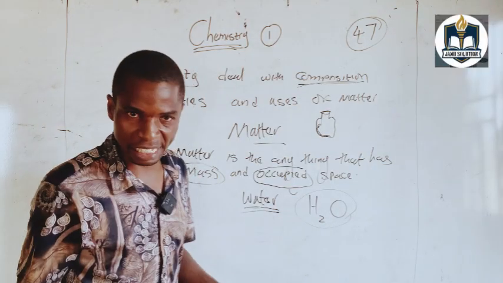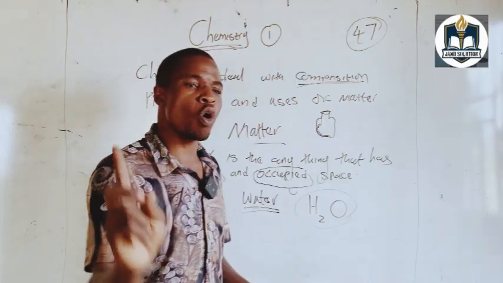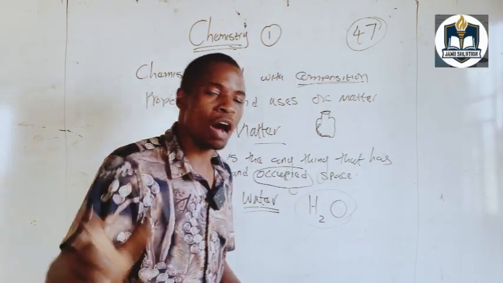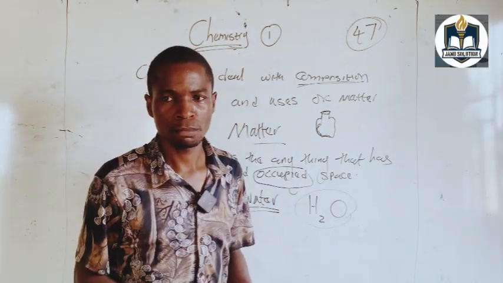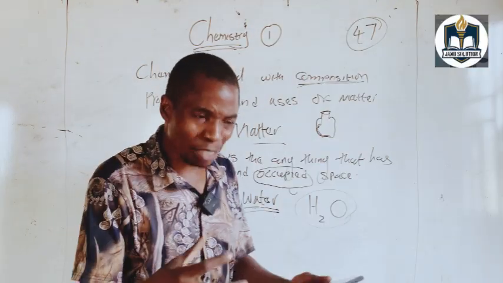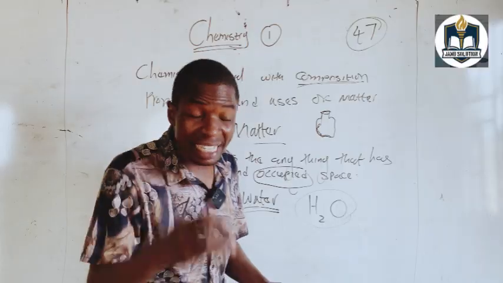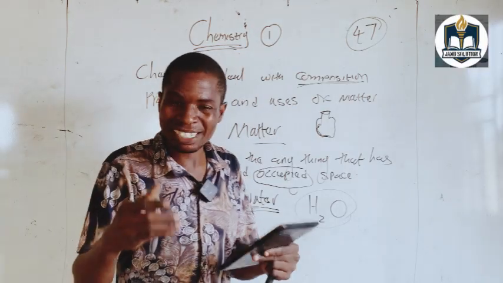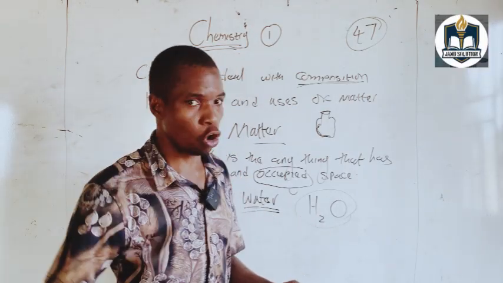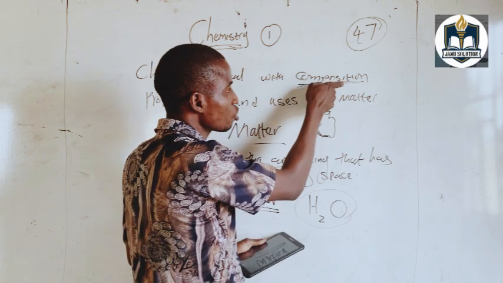Hydrogen and oxygen. Anything in this world, chemists want to find out what forms it. What are the elements that combine together that form that thing? The same thing with salt. There are some elements that combine together that form salt. That's what chemistry is dealing with.